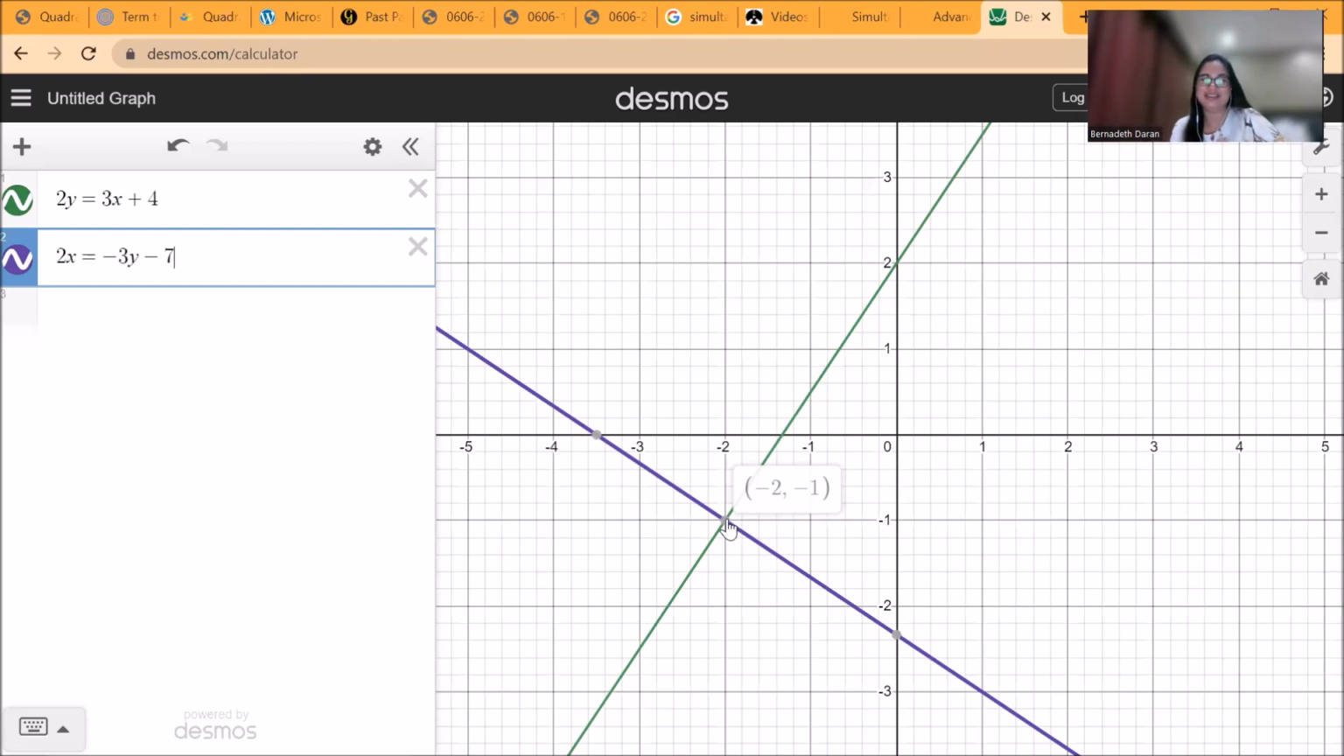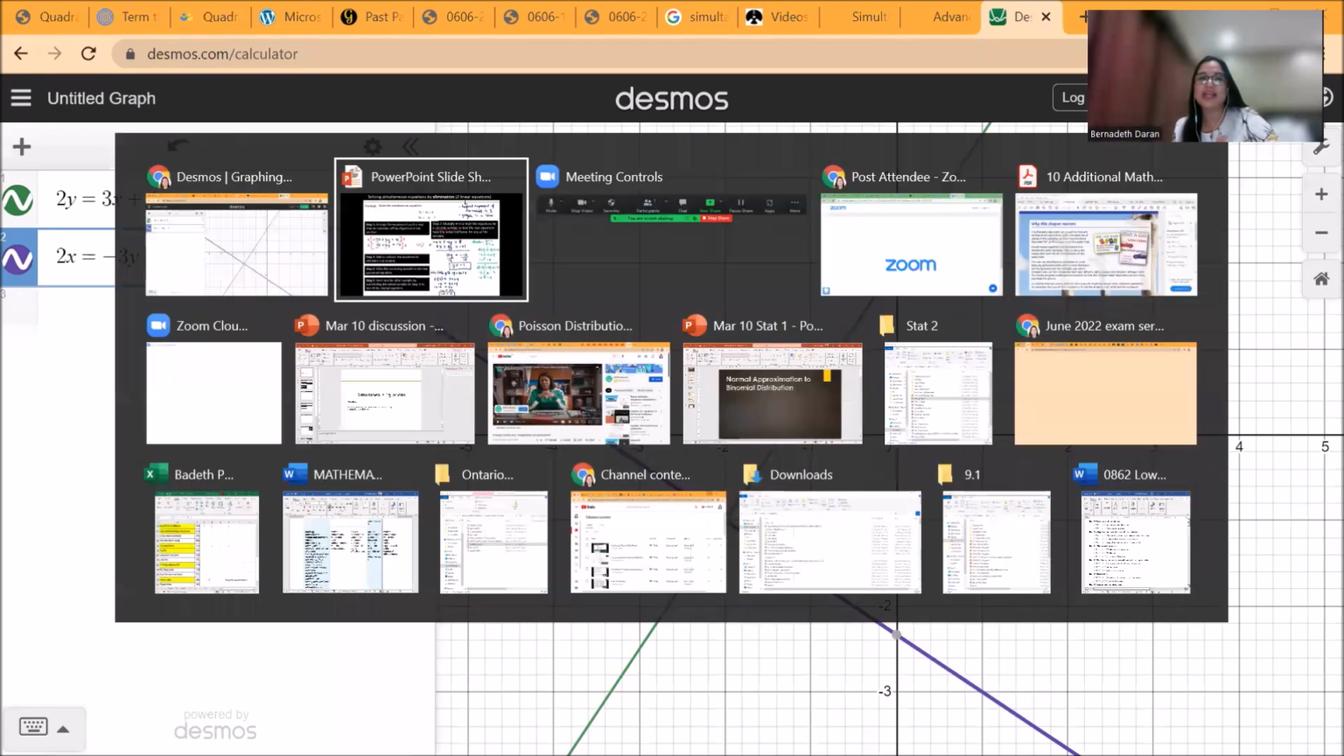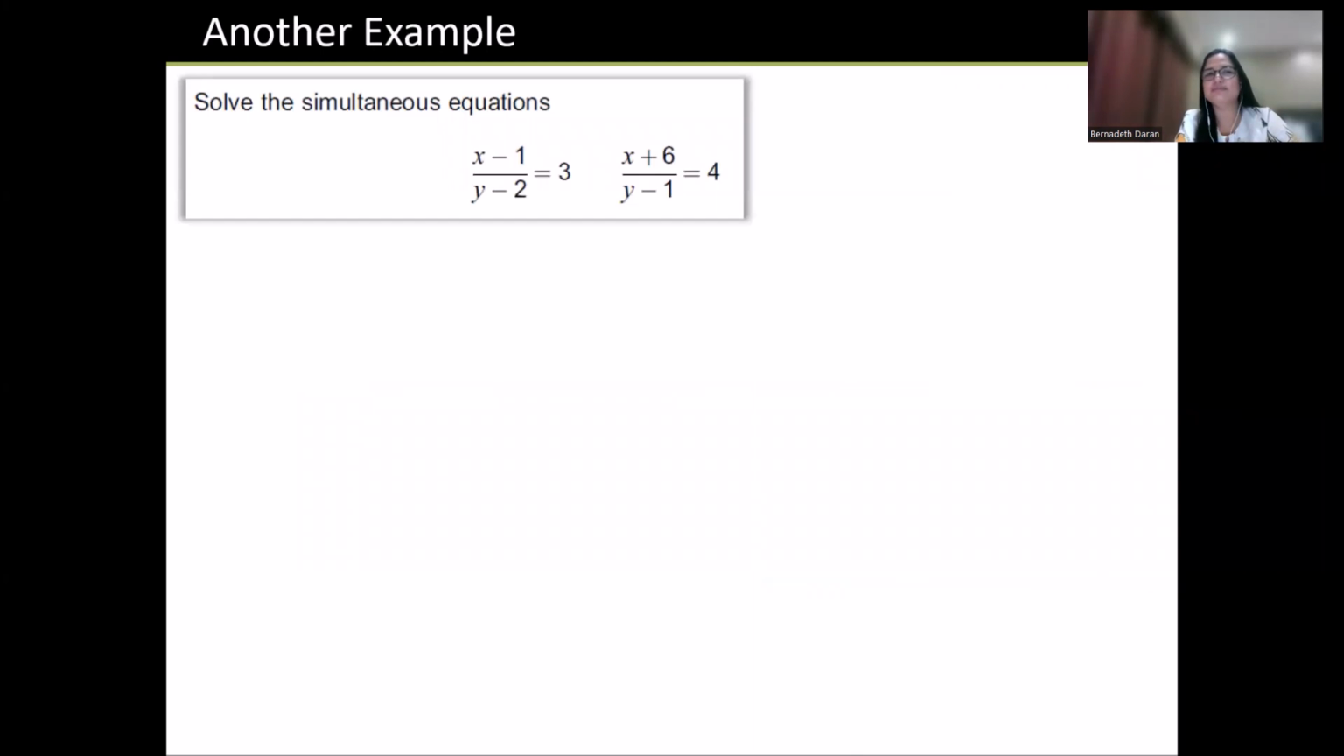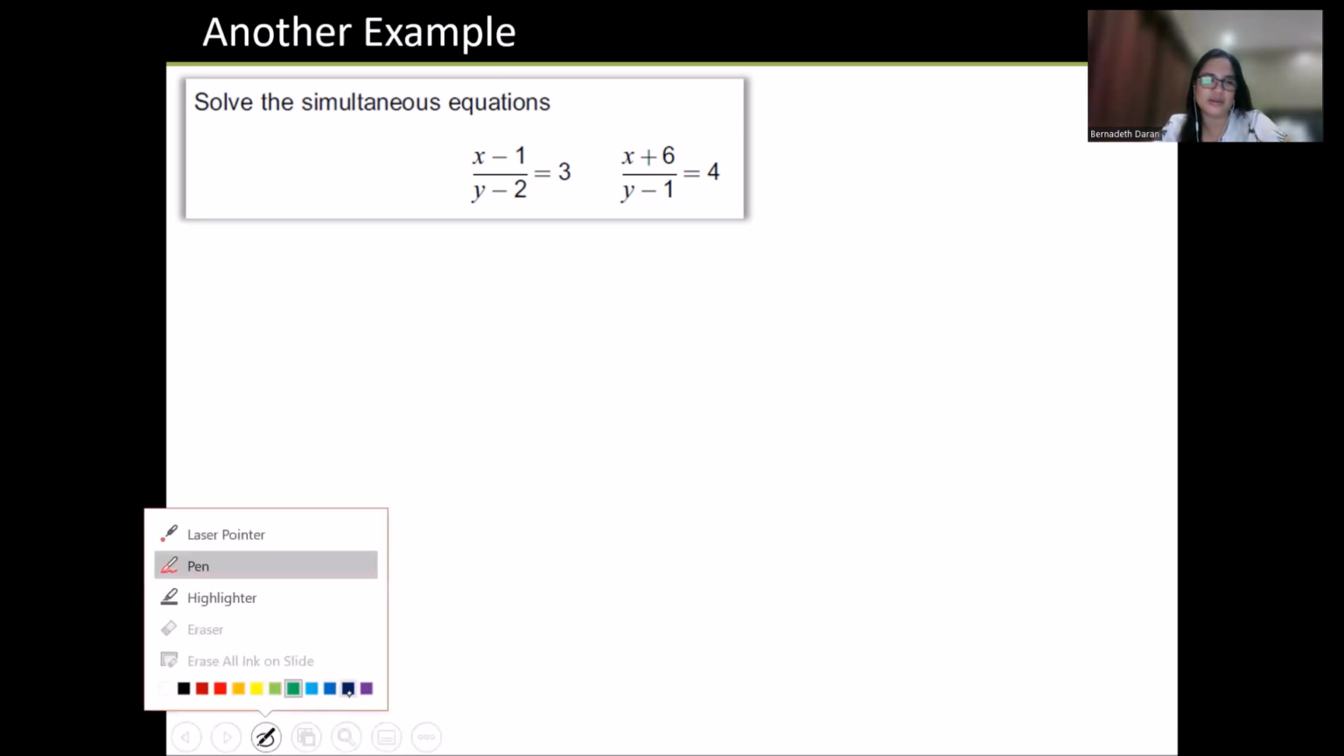Okay? So isn't it wonderful? I hope you could see the connection between the graph and the algebraic manipulation that we did earlier, which is called process of elimination. All right, now let's try to solve another one. As you notice, this looks quite difficult, right? Now, don't be afraid if you will see fractional forms, okay?